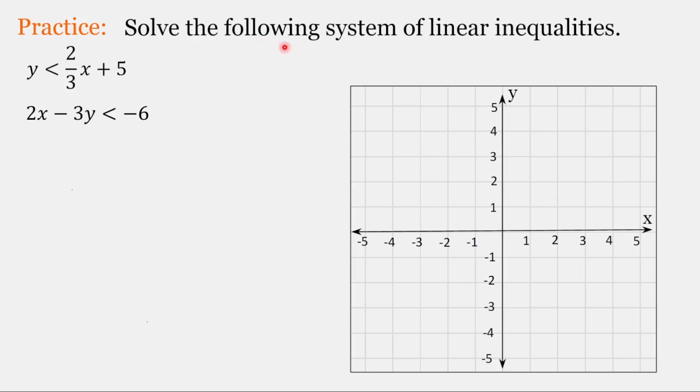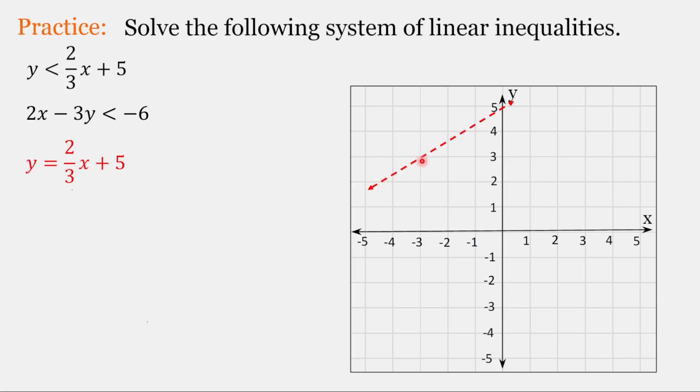So we're asked to solve the following system of linear inequalities. We have two linear inequalities, and let's solve this by graphing each of these linear inequalities separately. So with this first linear inequality, we're going to write and graph that boundary line. In this case, the boundary line is dashed.